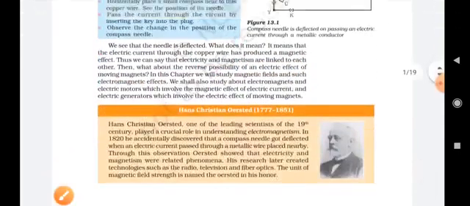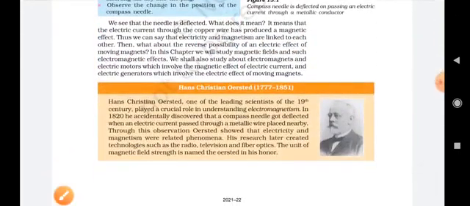Now see, this magnetism was first of all given by Hans Christian Ørsted, and here he was working with the compass needle. He just accidentally found out that when he kept the compass needle near the current carrying conductor, there was a deflection shown by the magnetic compass, and this is how the concept of electromagnetism came.